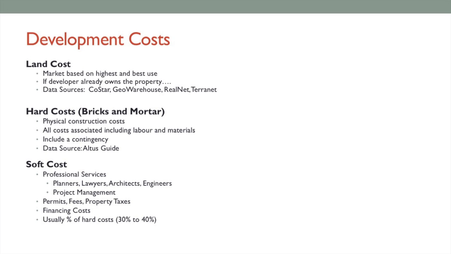Soft costs, for moving forward in a pro forma, usually assume 30, 35, 40% just to get a baseline number to move forward with. Again, as opposed to listing architect, lawyer, engineer, you don't need to do that. So a nice summary would be appropriate to move forward.